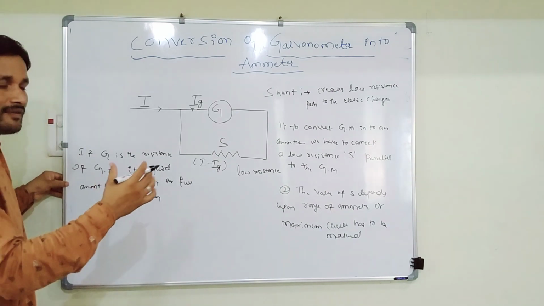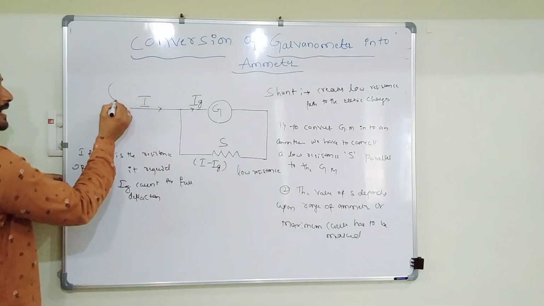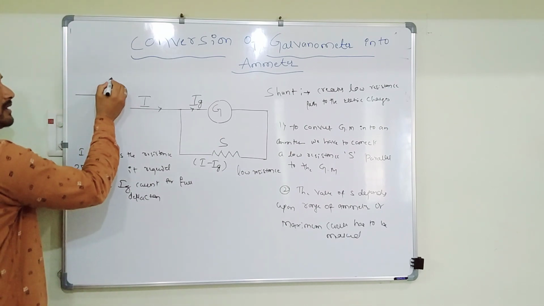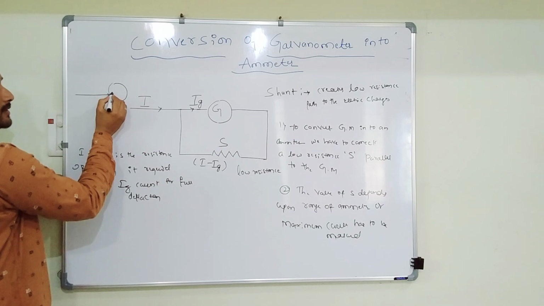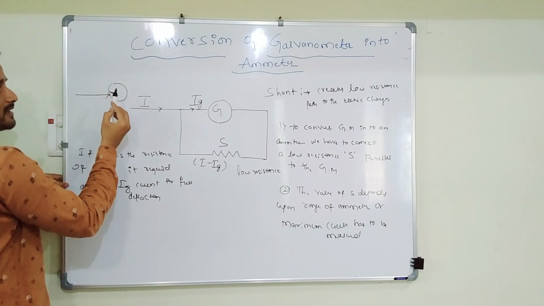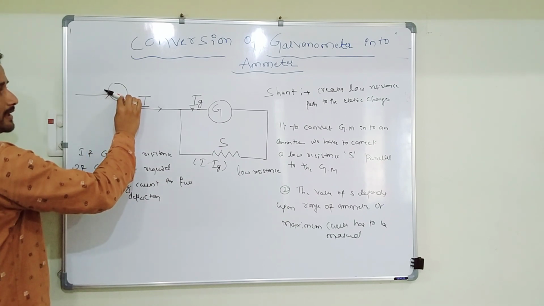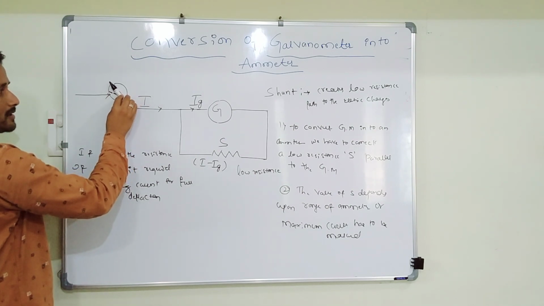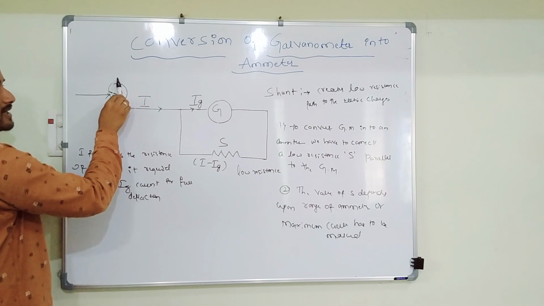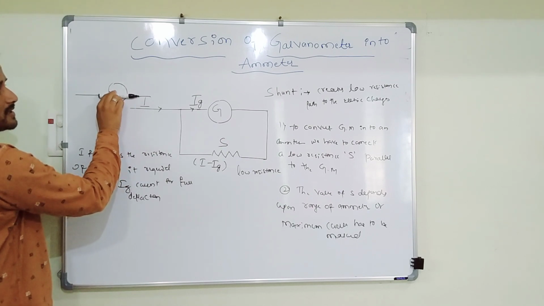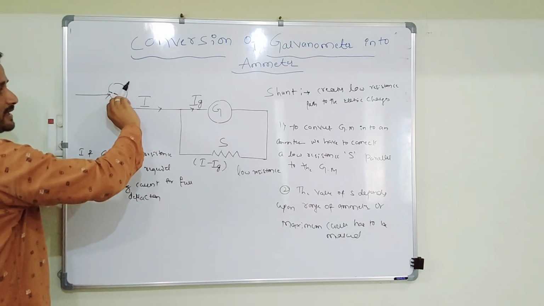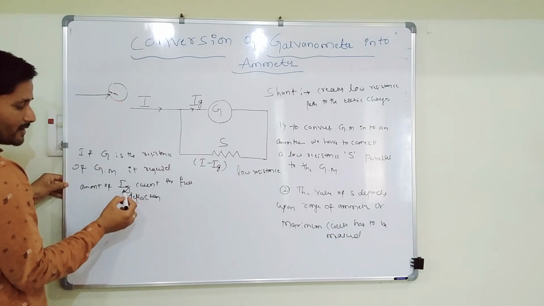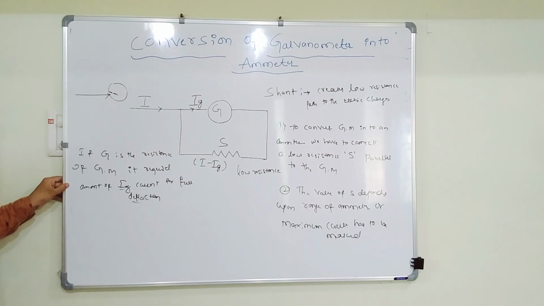Full deflection means this: this is a galvanometer, and when you apply an amount of current to it, there is a needle inside. As you increase the current, the needle rotates like this, up to the maximum current, and then it stops. This is the maximum needle point. So for full deflection we have to give Ig amount of current.